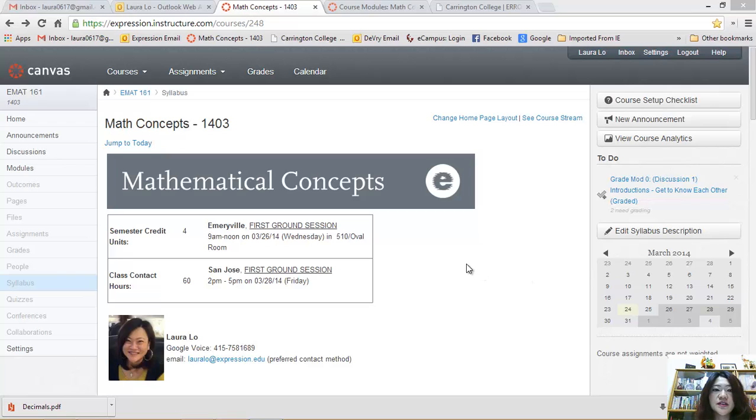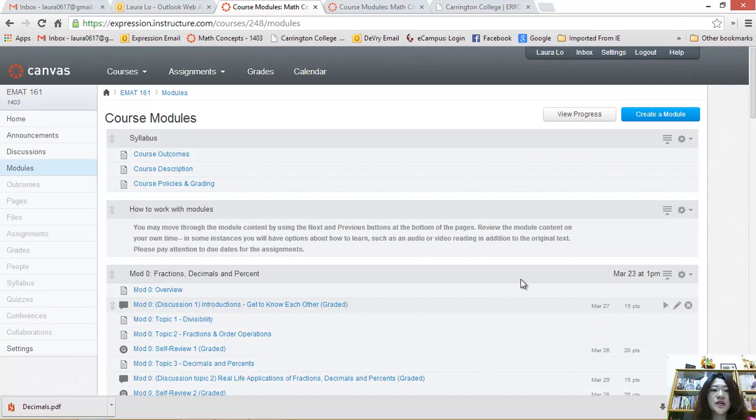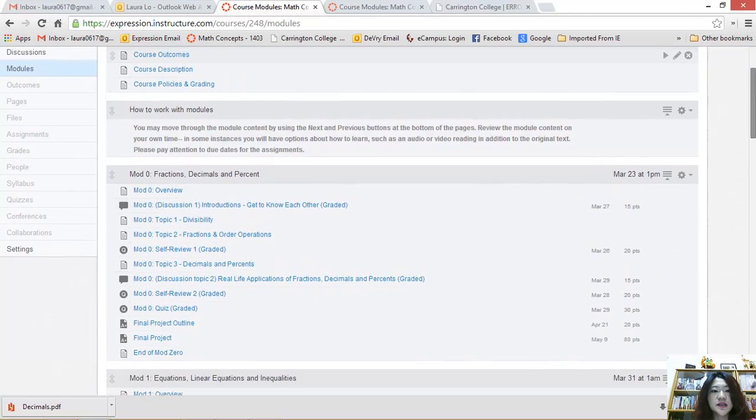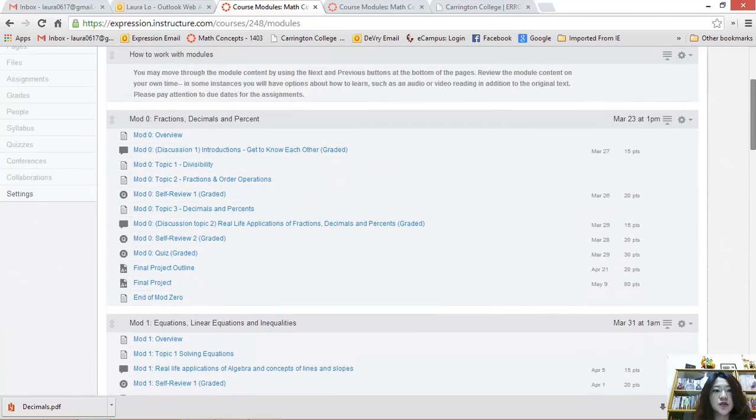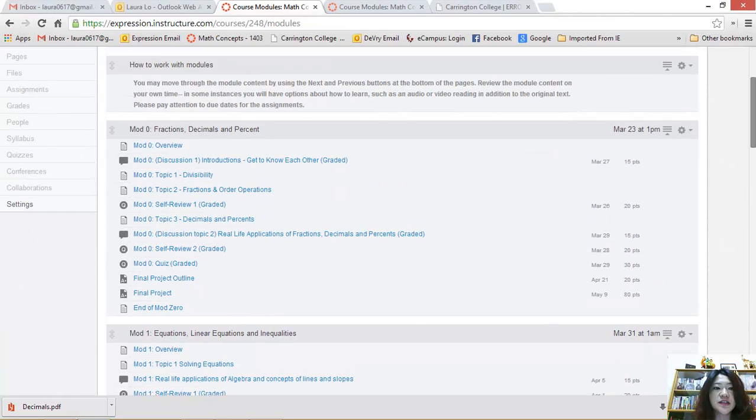So here you can see the desktop is our course home. To access each module, please go to the navigation bar on the left and click Modules. On this module page, they list all the modules sequentially. In total we have 7 modules in this course.